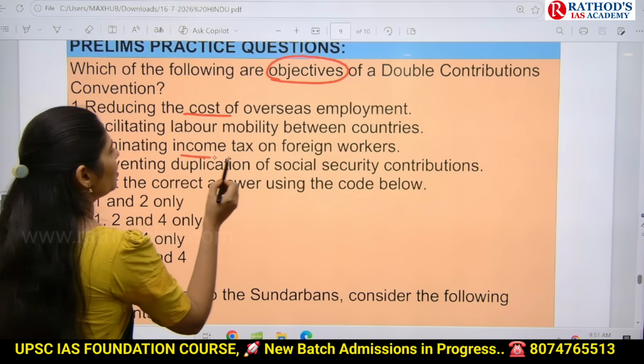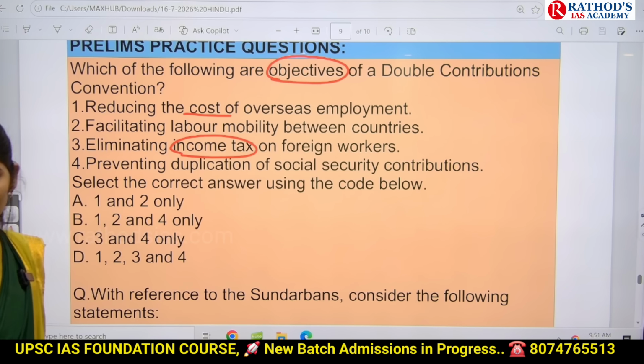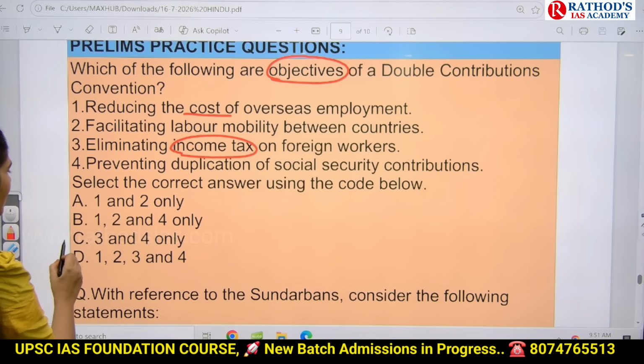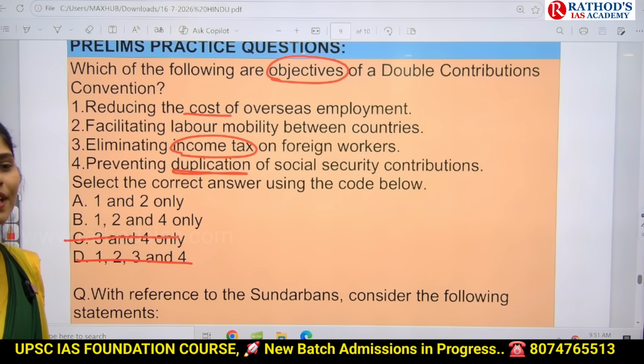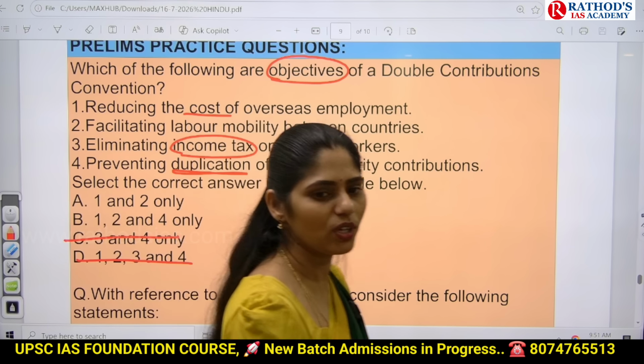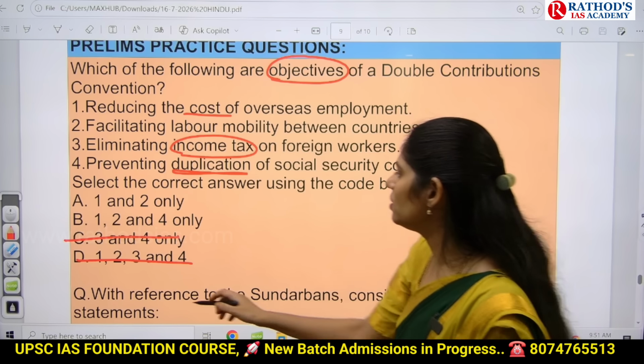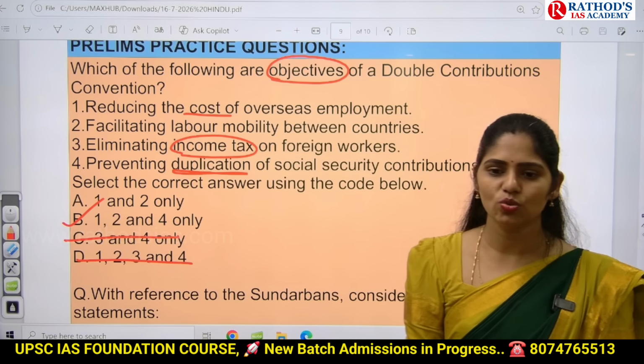Nowhere did we discuss income tax, right? It is about social security only. So we can eliminate this third one. And next, obviously we are reducing the duplication. There is no need of paying social security contribution in India and UK simultaneously. So the answer will be option B, 1, 2 and 4. Clear?